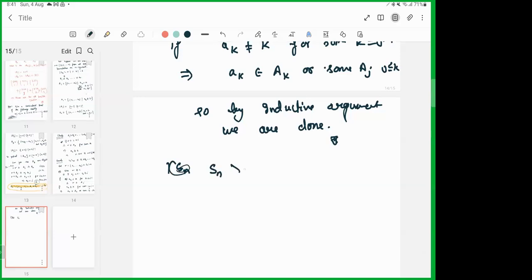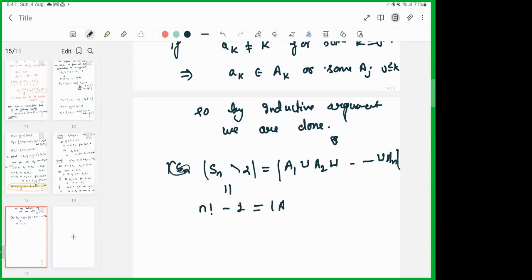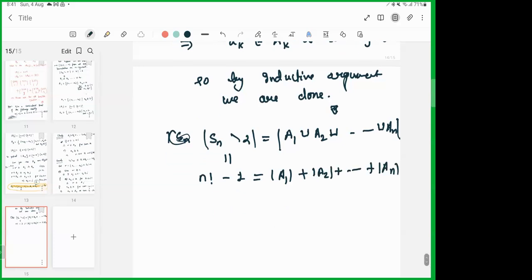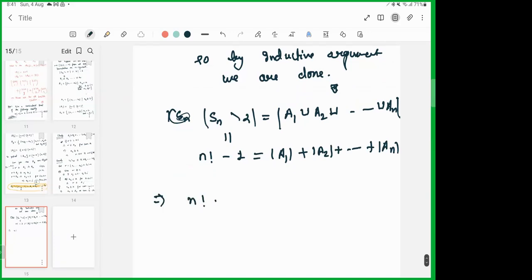Sn minus alpha is the same thing as A1 disjoint union A2 disjoint union and so on, and now this cardinality we know. The cardinality of this is n factorial minus 1, and we also know by the addition principle that if the AKs are disjoint sets, then their cardinality is the sum. So this is cardinality of A1 plus cardinality of A2 plus cardinality of An, which equals n factorial minus 1.